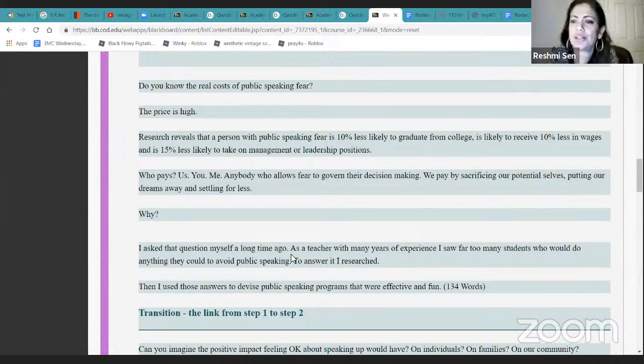And then for my attention step, I get the attention of the audience by saying that there are so many people who are less likely to graduate from college, who are less likely to make the amount of money that they should be making, just because they don't feel like taking any management position or leadership position, because they know they have to talk, and they lose out on the opportunity.